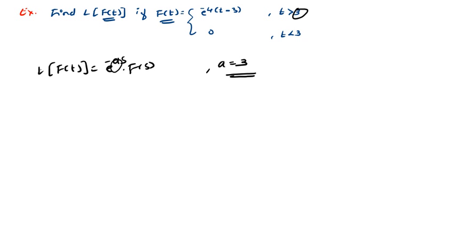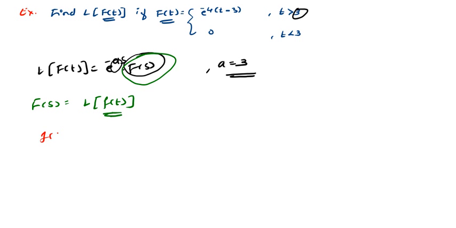Okay, so the most important thing we need is this F(s). How is F(s) given? F(s) is given by L of f(t). It means we need this f(t), and how to calculate f(t)? Using F(t minus a). And what is f(t)? f(t) can be calculated using F(t minus a).